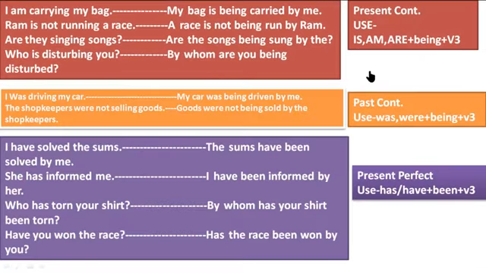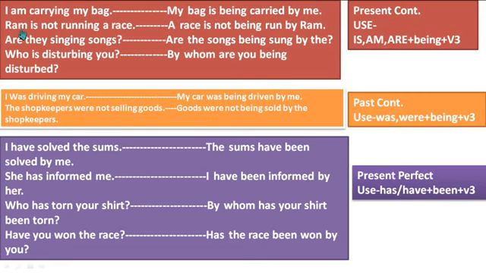Now we will see present continuous tense. In present continuous tense, we use is, am, are plus being plus the third form of verb. The first sentence is I am carrying my bag. My bag is the object. We use is because my bag is singular. Then being, the third form of carry is carried. By, I is changed into me. My bag is being carried by me.